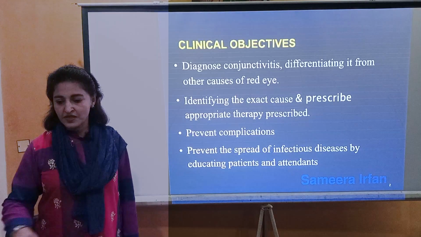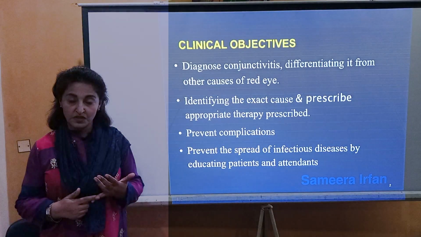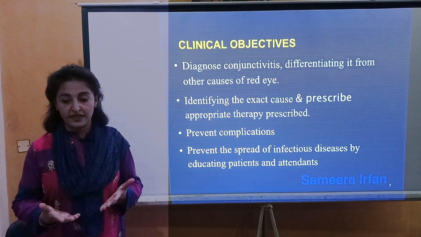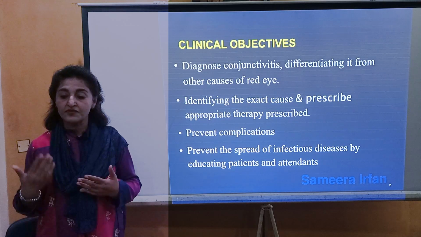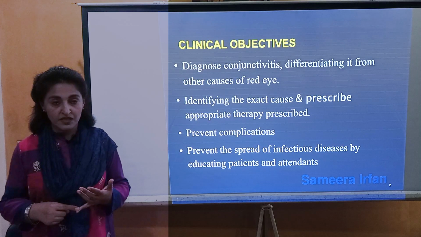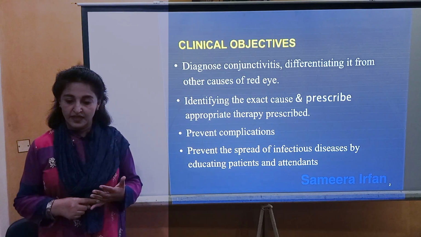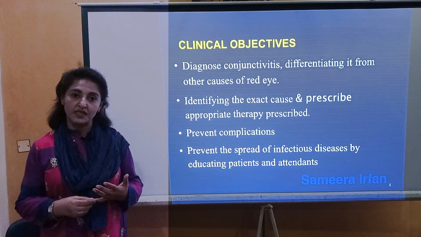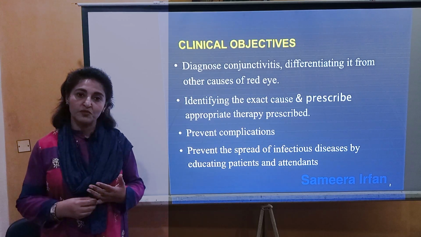So, diagnosing conjunctivitis, the objectives are that you should be able to diagnose conjunctivitis, its different causes, and you should be able to differentiate the other causes of red eyes. Then, after listening to this lecture, you should be able to identify the exact cause and so as to prescribe the correct therapy. You should be able to prevent complications not only from the disease but also from the therapy that you are going to prescribe to your patients.